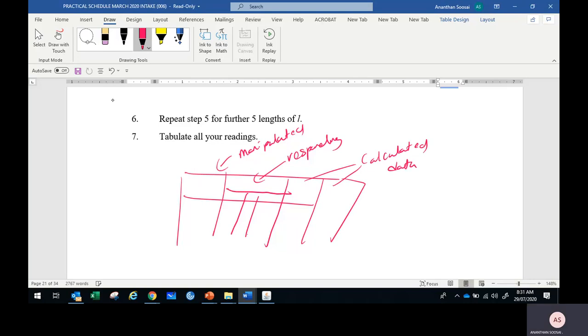Okay, so manipulated and responding are your raw data. Raw data follow what? Decimal places of the instrument. And after that, all your calculated data follow what? Follow significant figures. Significant figures of what? Significant figures of the source from where you get the calculated data.